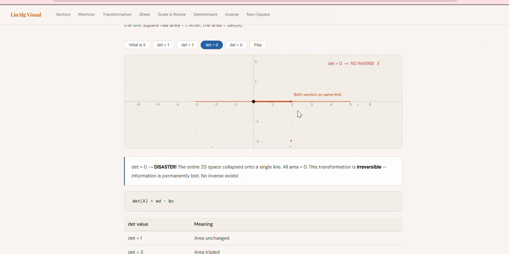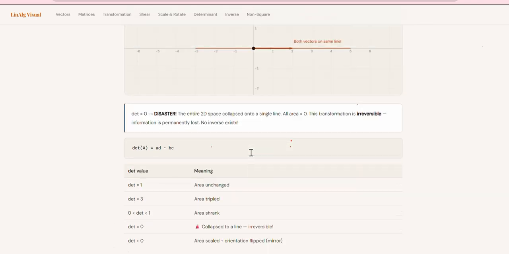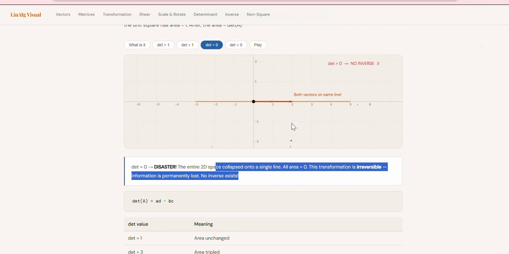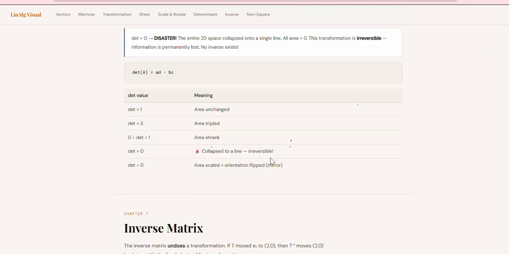Every single point, basically a vector, is nothing but a point in the vector space. When we are talking about the coordinate space, we have coordinates for every single point, so it is a vector only. So the entire 2D space collapses onto a single line. If it is 2D, it is going to be collapsed into 1D space. If it is 3D, it is going to be collapsed into 2D space.